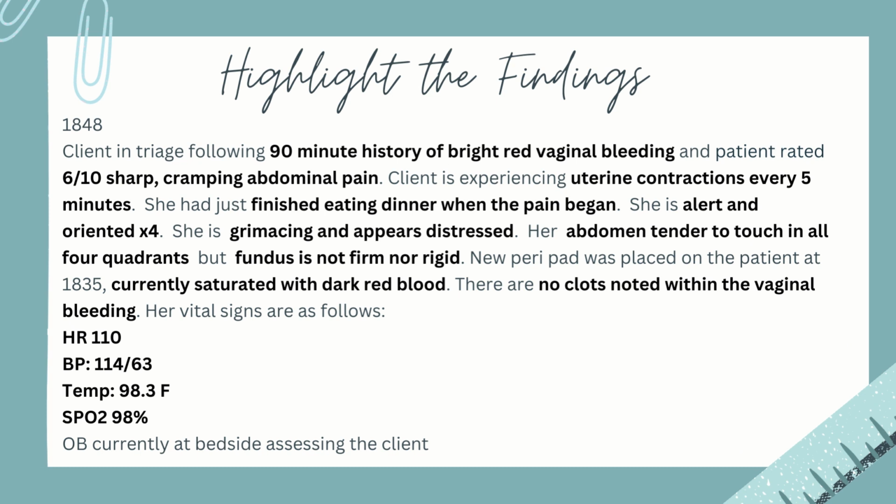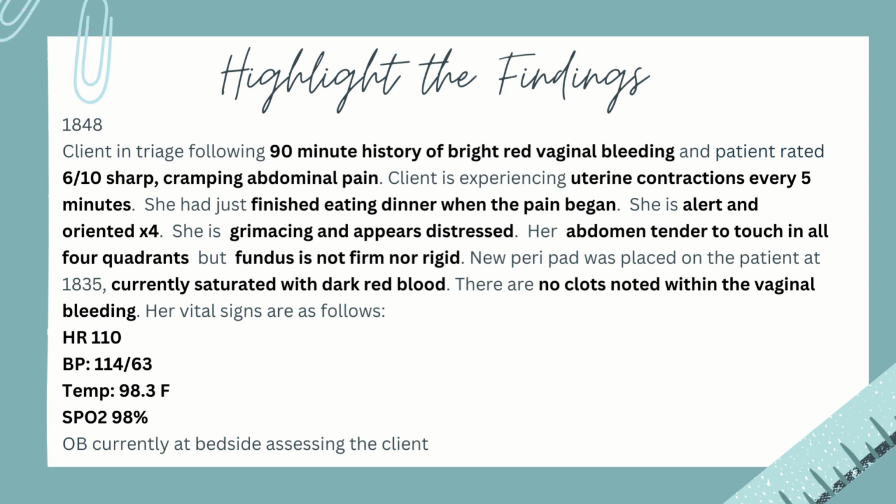So I'll read it to you. It is 1848. The client is admitted to triage at 1835 following a 90-minute history of bright red vaginal bleeding, and the patient rated 6 out of 10 sharp cramping abdominal pain. The client is experiencing uterine contractions every 5 minutes. She had just finished eating dinner when the pain began. She is alert and oriented ×4. She is grimacing and appears distressed.